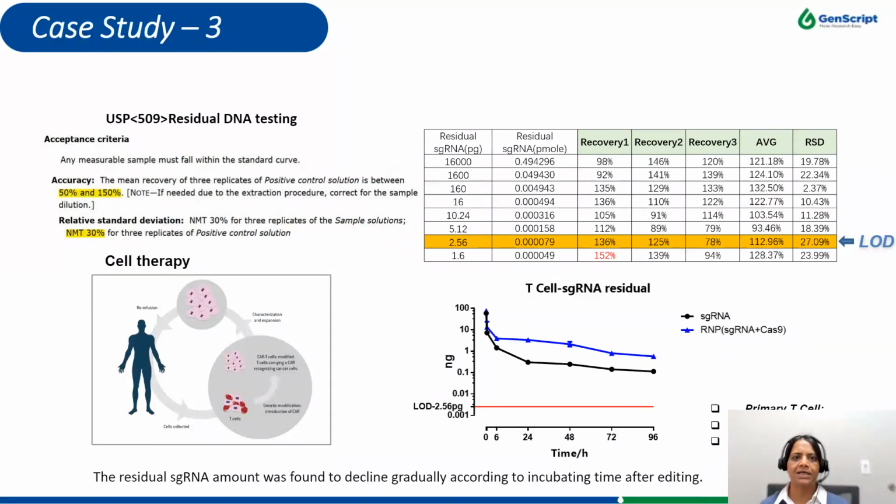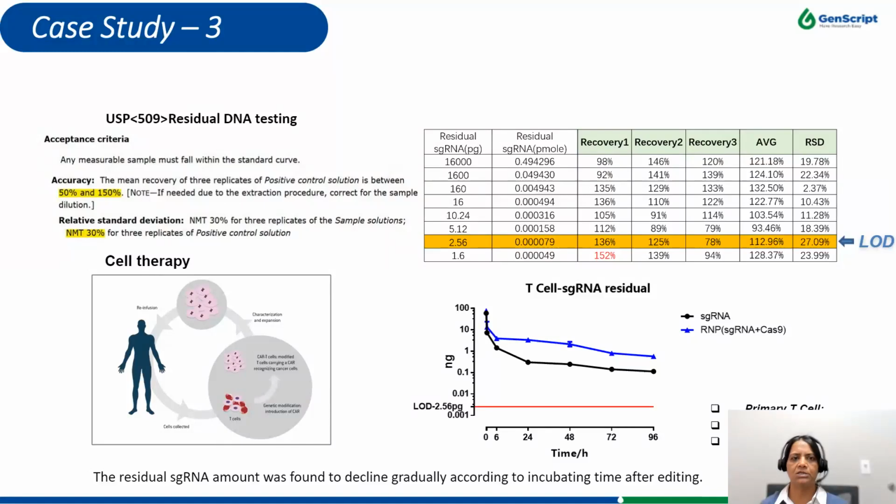We applied this analytical method to the T cell system, introduced only sgRNA, which is represented as a black line, and the RNP complex, which consists of the sgRNA and Cas9 protein, represented as a blue line. In both the groups, there was a significant decrease in residual sgRNA level, reaching the plateau after 48 hours.